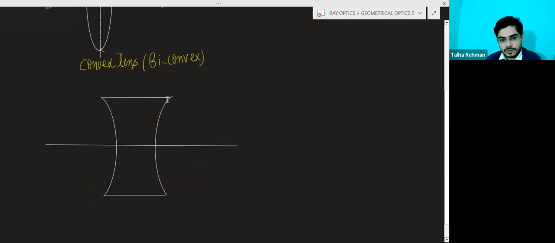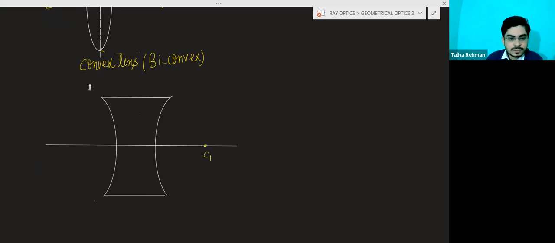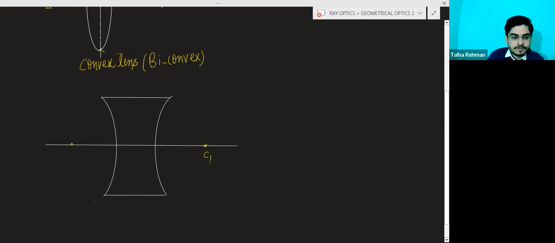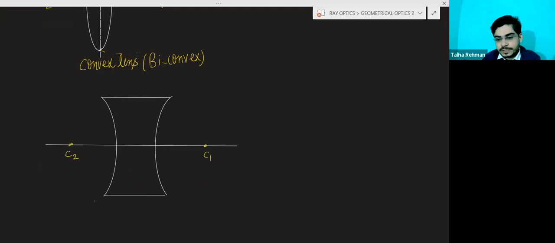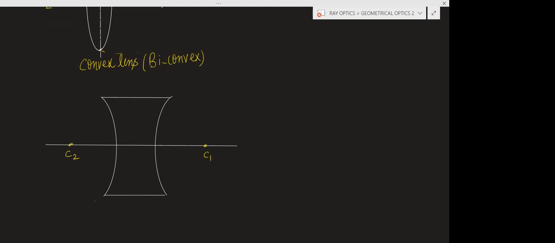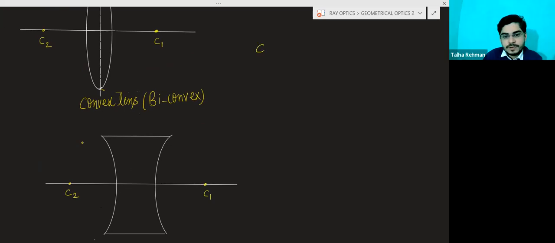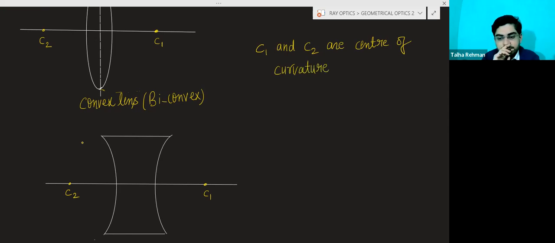Same is the case with this. For this, there will be a center of curvature here, and for this, there will be a center of curvature here. Understood, Matthew? Yes, sir. So you can write C1 and C2 are centers of curvature. There are two centers of curvature in the case of a lens.